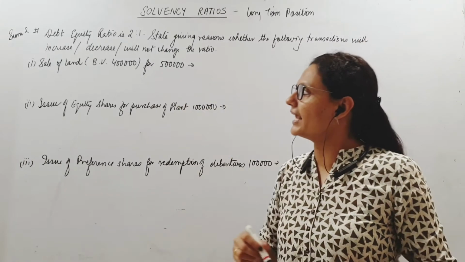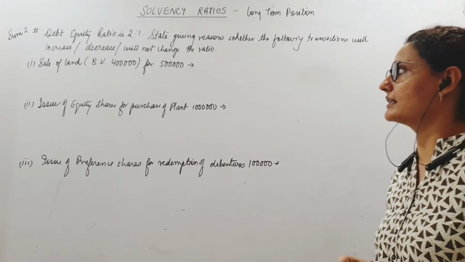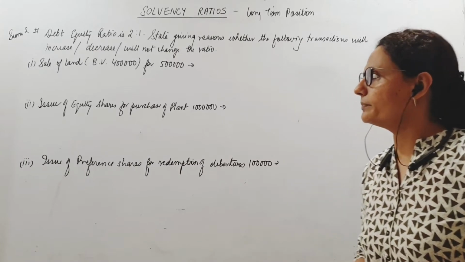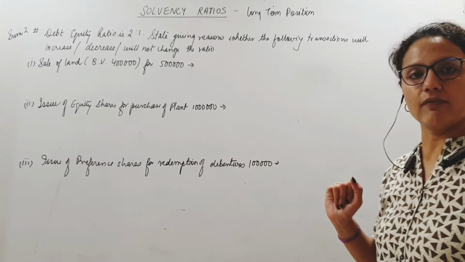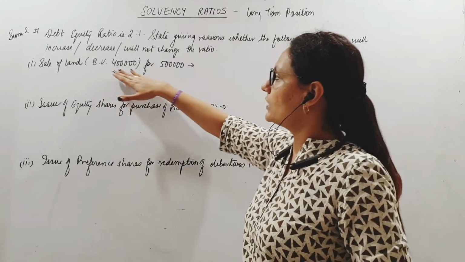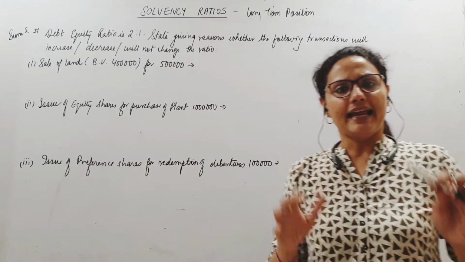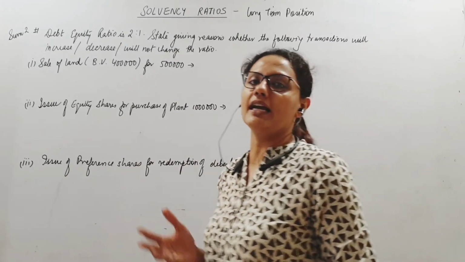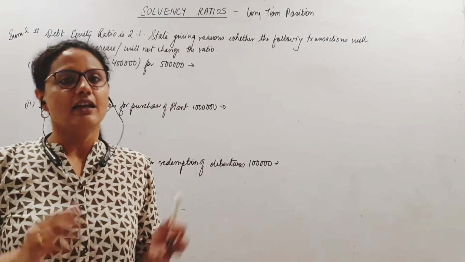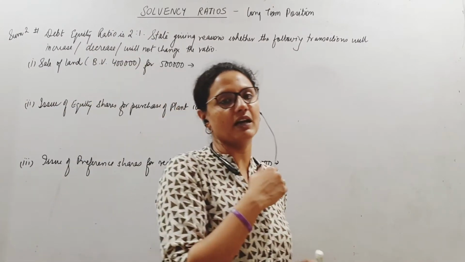Now, first one, sale of land. Book value is 4 lakhs for 5 lakhs. So basically, I am making a profit of 1 lakh. I have sold land worth this much for this much. So I am making a gain of 1 lakh. Any gain increases my capital. Correct? Any loss decreases my capital.